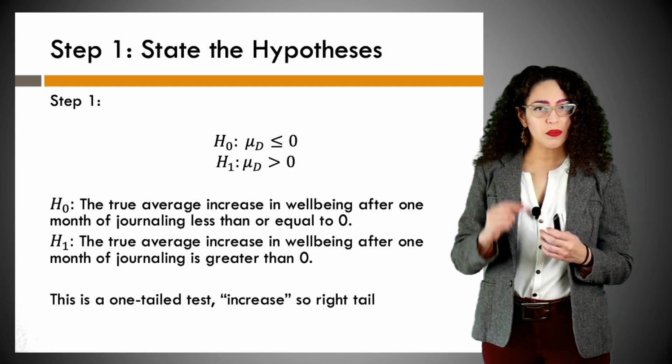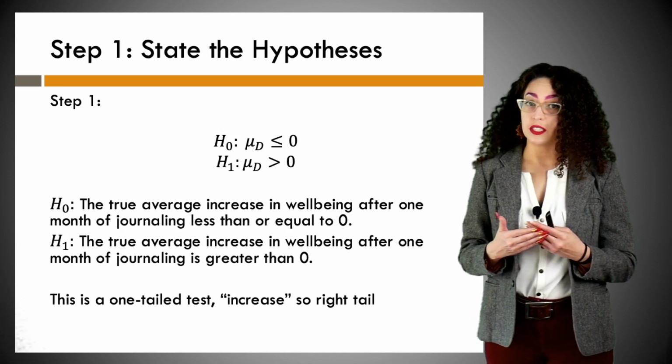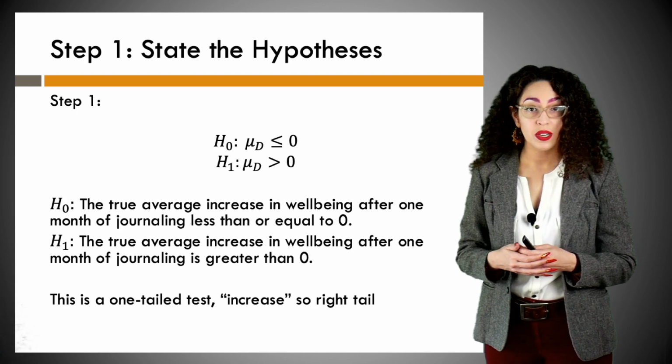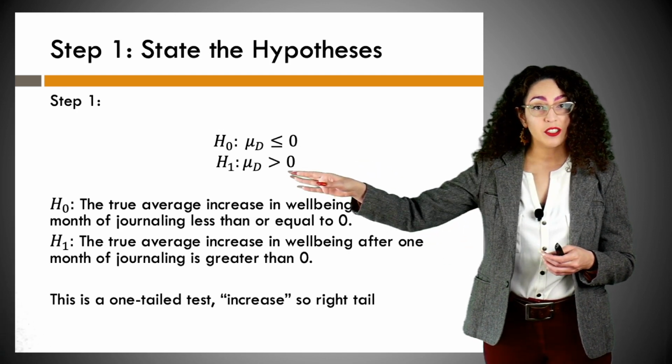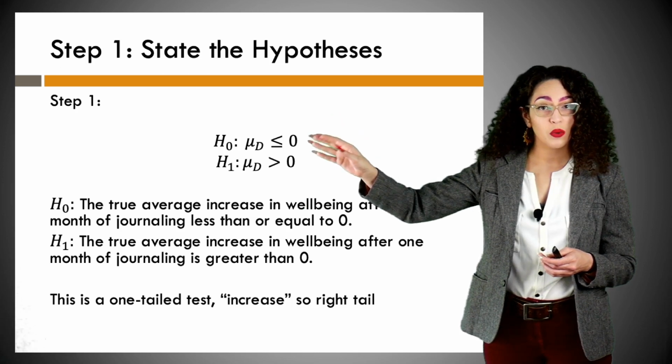As always, step 1, state the hypotheses. In this case, there is some suggestion of direction. We're saying that there is going to be an increase in well-being. So our alternative is that the average amount of difference is greater than 0, and the null would be that it is less than or equal to 0.